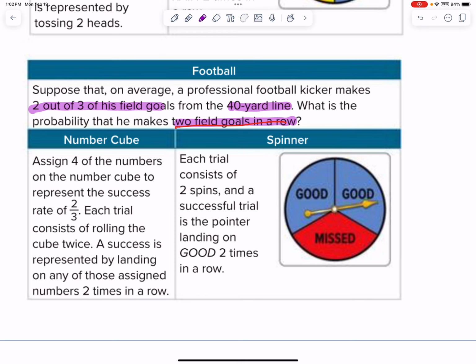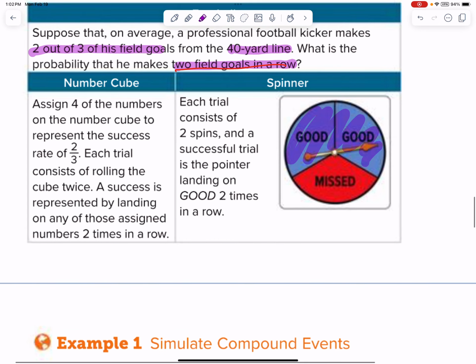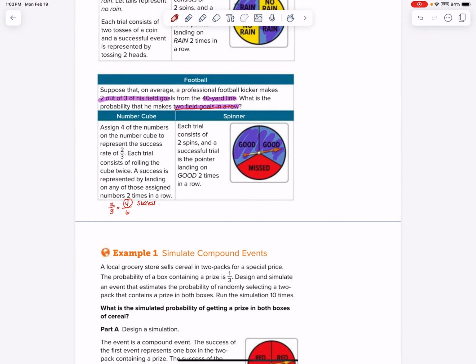Okay, we just need 2 out of the 3 being the success and 1 out of 3 being the bad. We could also assign 4 of the numbers to a number cube, because remember, if it's a 2 out of 3 chance of success, we could just set it equal to 6 instead for a 6-sided die, and times 2. So 4 out of the 6 numbers would count as success, and 2 of them would be not successful. Okay, so that's an option for you there.